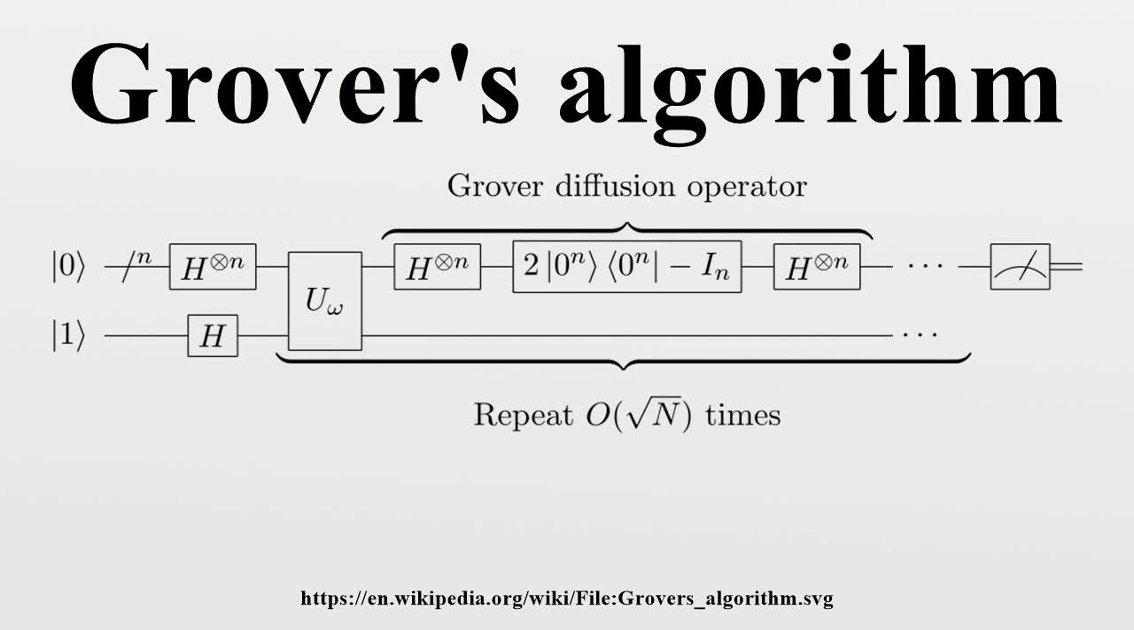Grover's algorithm is a quantum algorithm that finds with high probability the unique input to a black box function that produces a particular output value, using just O(√n) evaluations of the function, where n is the size of the function's domain. The analogous problem in classical computation cannot be solved in fewer than O(n) evaluations.